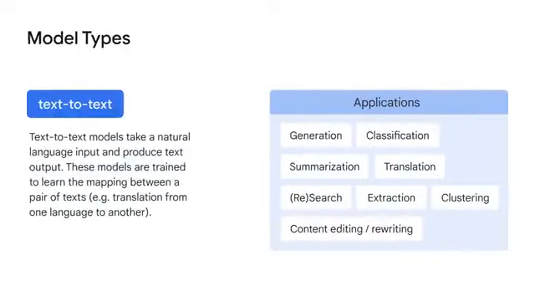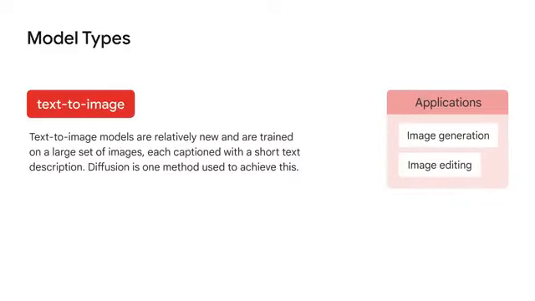We've shown illustrations of the types of input based upon data. Here are the associated model types. Text-to-text. Text-to-text models take a natural language input and produce a text output. These models are trained to learn the mapping between a pair of text, for example, translation from one language to another. Text-to-image. Text-to-image models are trained on a large set of images, each captioned with a short text description. Diffusion is one method used to achieve this.